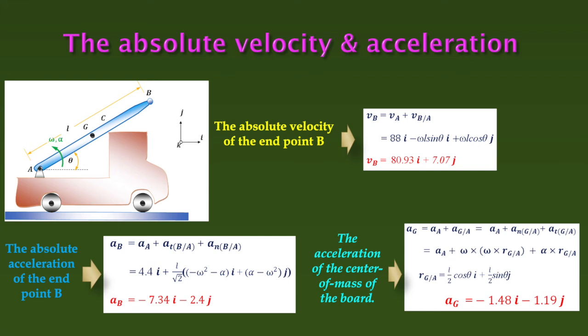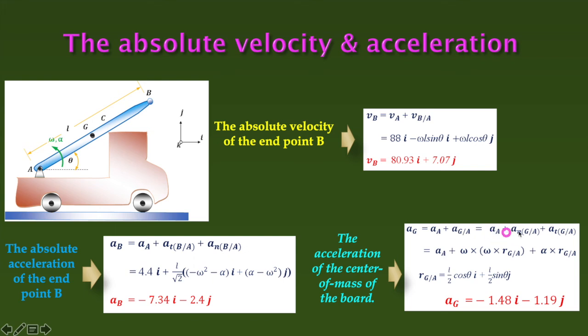Then the acceleration of the center of mass. Here also we will write a similar equation, only it is AG, so we can write AG equals AA plus AG with respect to A. I repeat, the absolute acceleration of point G is the summation of the absolute acceleration of point A, meaning the acceleration of the track, plus the relative acceleration of point G with respect to A. It is similar to this one. Instead of B, here it is G.